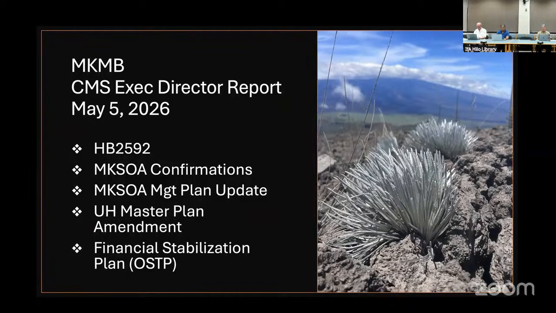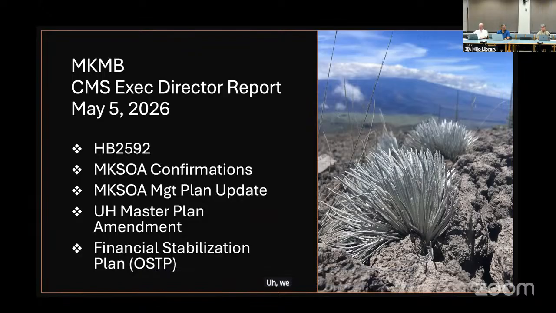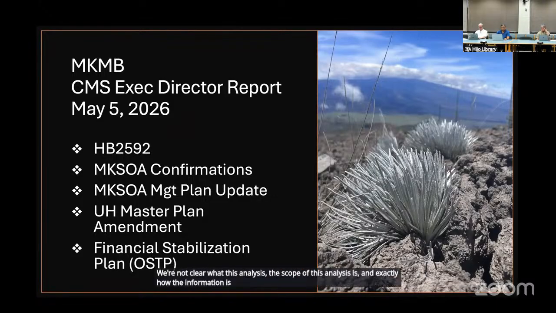I don't really have much to update you on the status of the MK soil management plan, other than we received a request from them last week asking for a bunch of financial information. And they reported to us they were moving into a phase of their plan development, where they would be doing a financial feasibility analysis. We're not clear what the scope of this analysis is, and exactly how the information is going to be used.